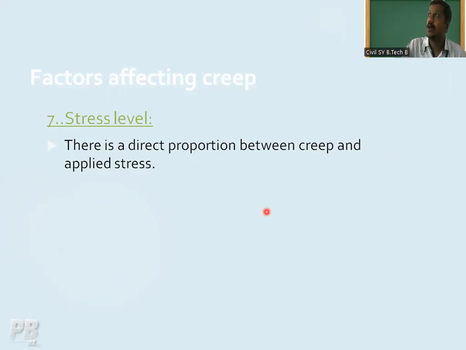So stress is the load which is acting on you with respect to the area. So stress level is directly proportional between the creep and the applied stress. There is a direct proportion between the creep and the applied stress. If load goes on increasing, it will increase the creep. It will increase the magnitude of the creep. If the load gets removed, definitely the magnitude of creep also goes on reducing.